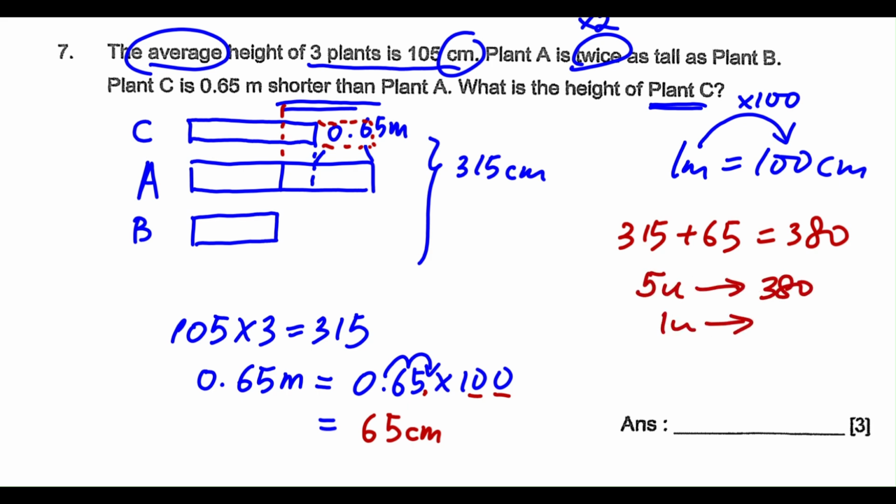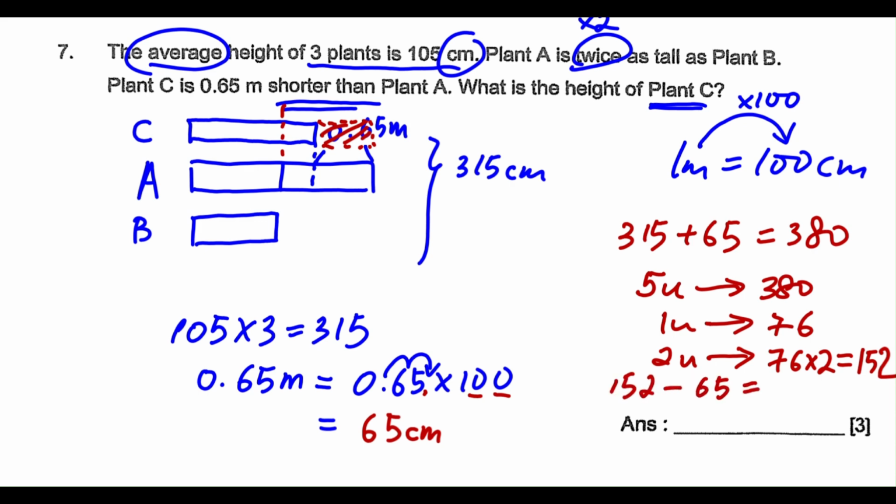Let's find 1 unit. That is 76. So just now we assume that C has 2 units, so let's find 2 units. Let me double check with my calculator. Hopefully, there should be a 2. But plant C does not have that 65 cm, so we have to minus that off. That gives you 87. So 87 cm, or you can write 0.87 meter. Both should be acceptable because they did not specify to give the height in meters or in centimeters.